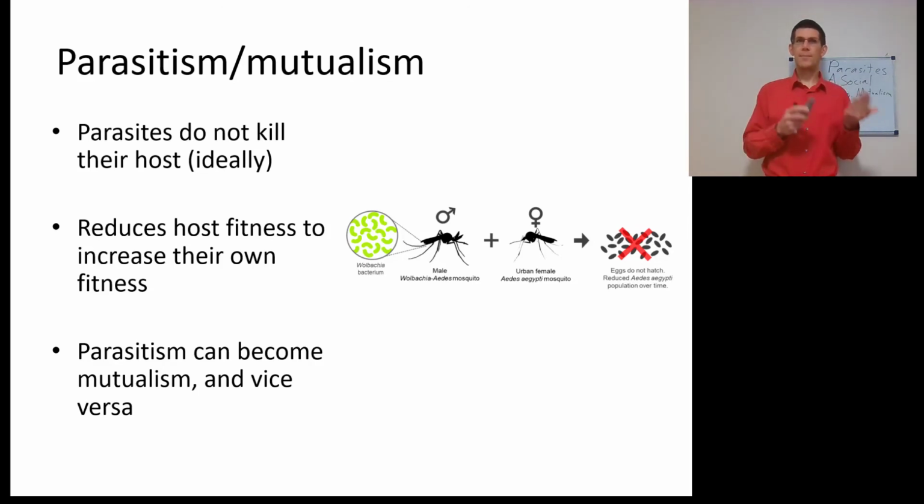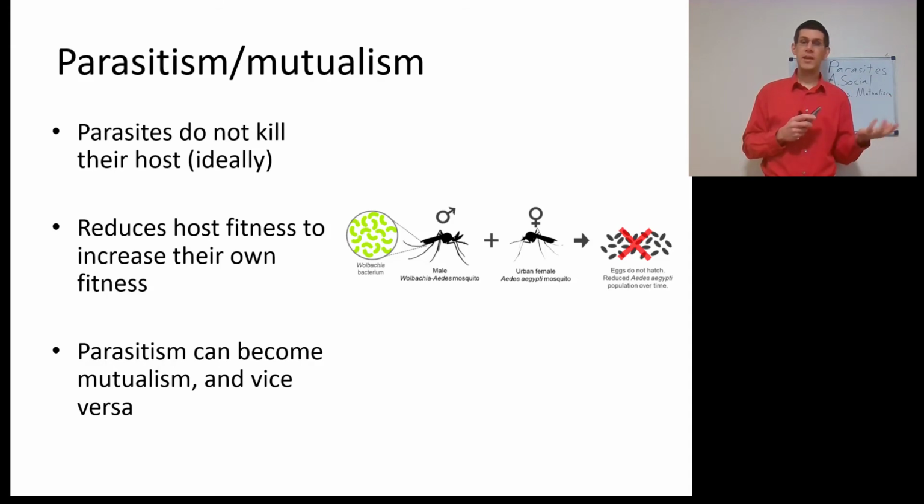So because they live a little bit better, they can actually have a greater number of reproductive cycles in which they pass on the Wolbachia parasite. So increasing host fitness is a mutualist. Decreasing host fitness is a parasite. And this back and forth can actually be cases where parasitism evolves into mutualism, or where mutualism evolves into parasitism.